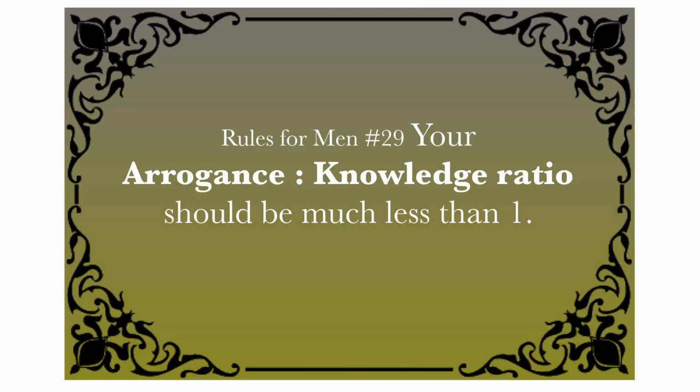Now, here's a brief segue into the rules for men. Number 29, your arrogance to knowledge ratio should be much less than 1. Now, your ratio might be bigger than 1 if you have like a whole lot of arrogance, but your ratio will really go sky high if you're dividing by a fraction.